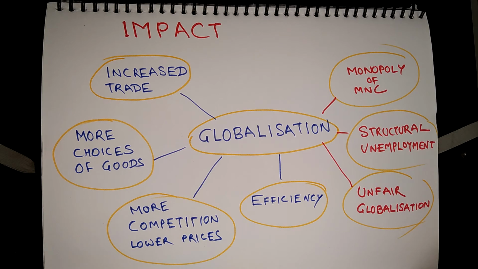There used to be the Ambassador car and the Fiat car, and one had to go for advance booking of the car by paying some token amount, and one had to wait for at least 1 or 1.5 years to be the proud owner of the car. Okay, so this was the situation.